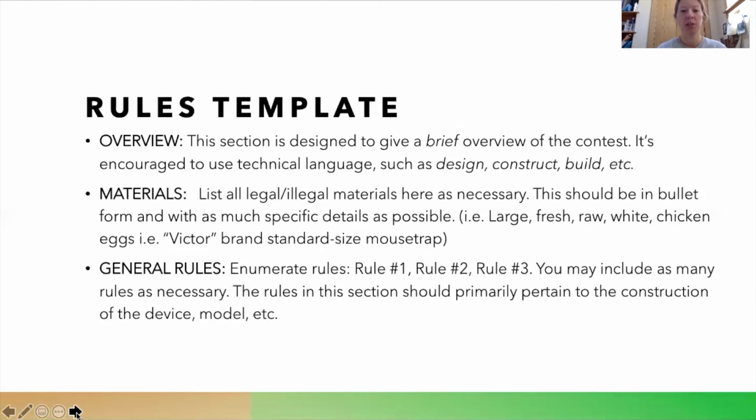General rules should enumerate the rules. You may include as many rules as are necessary. This section should primarily pertain to the construction of the device, model, etc.